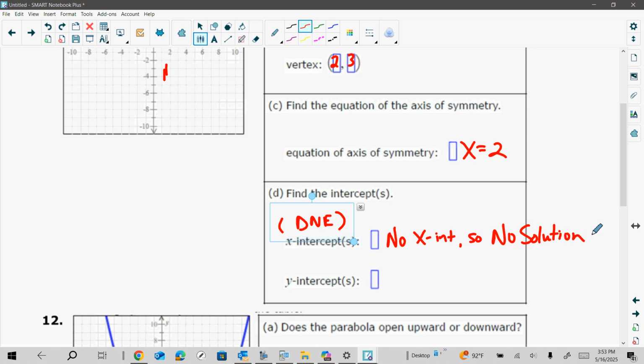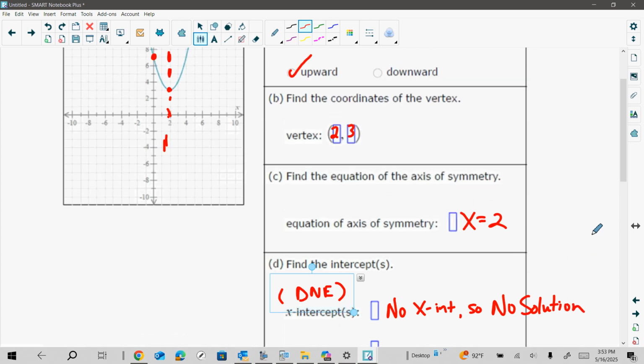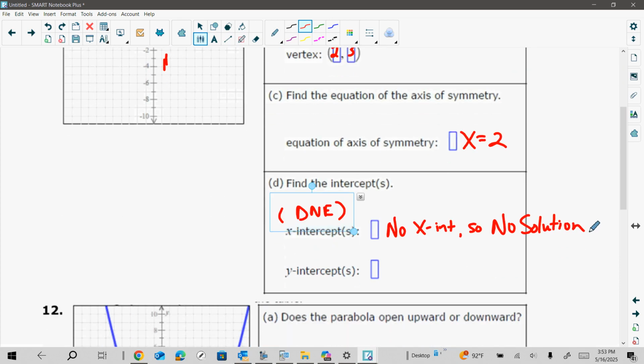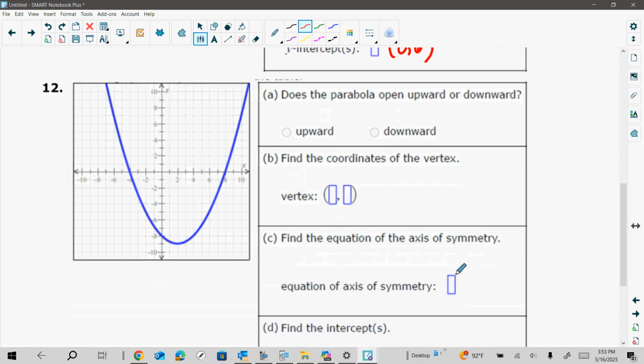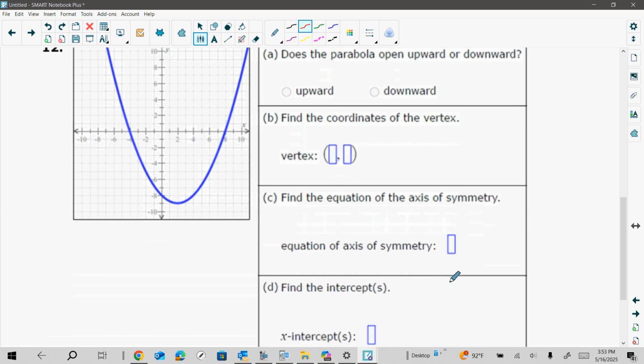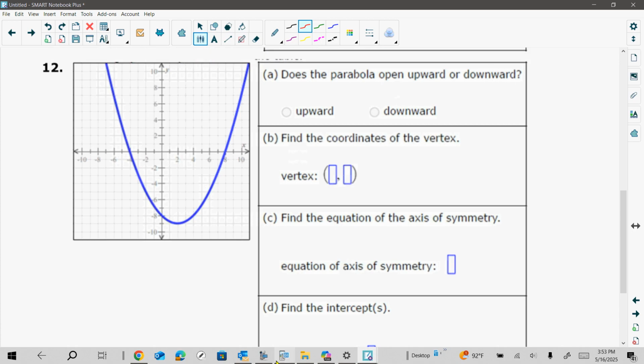Now there was a y-intercept I can touch. I can see that one, and that was at the point 0, 6. All right, so I want you to try number 12 here and then check your answer online to verify your understanding. That covers our topic 4, which is parts of a parabola.